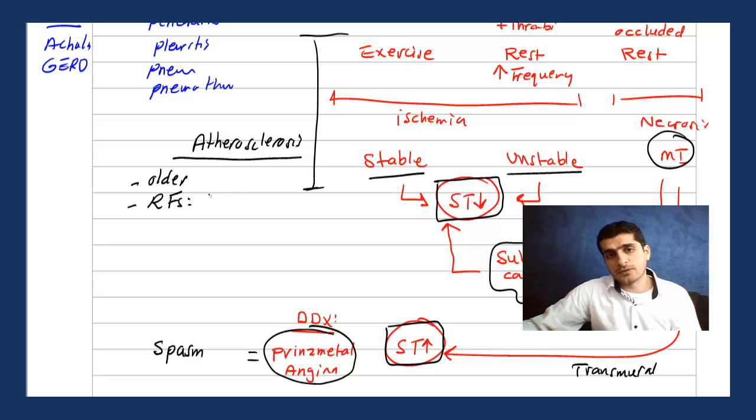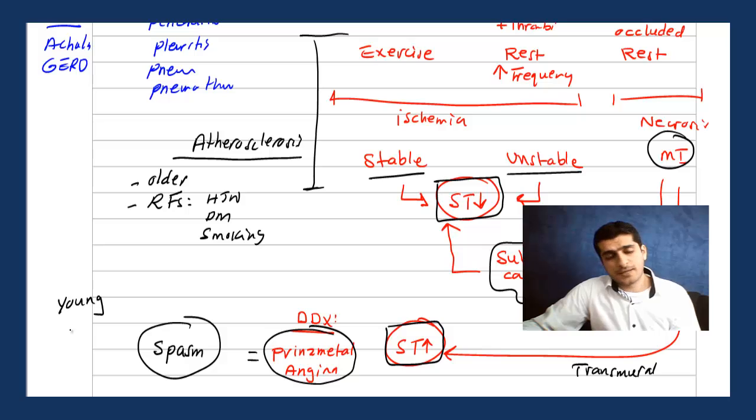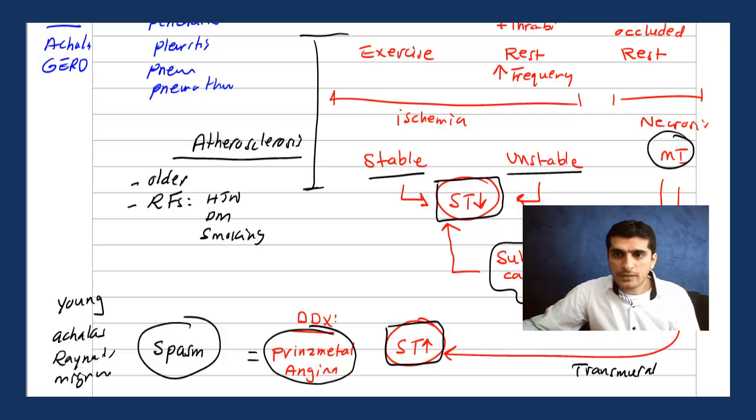And when I'm talking about risk factors, we mean hypertension, diabetes, smoking, right? Or there might be others. When you're talking about spasm pathology, usually we say it's basically young, and the patient has other spasm problems, like achalasia, like Raynaud's, or migraine. So this is different. This is the way that you make your book.